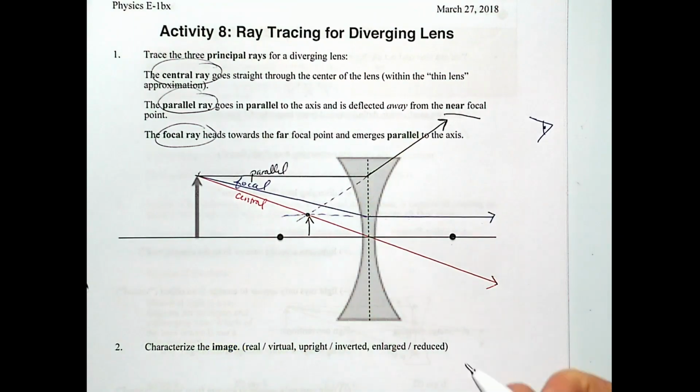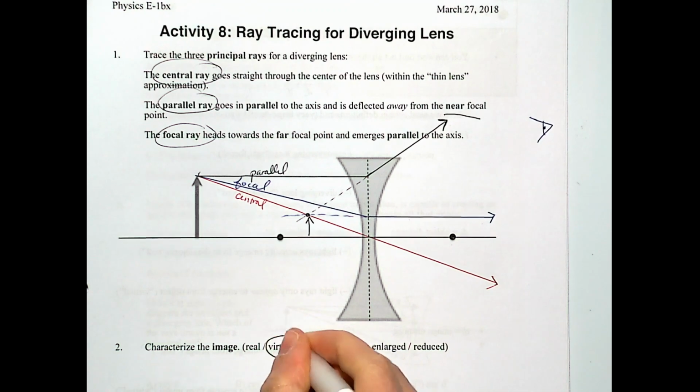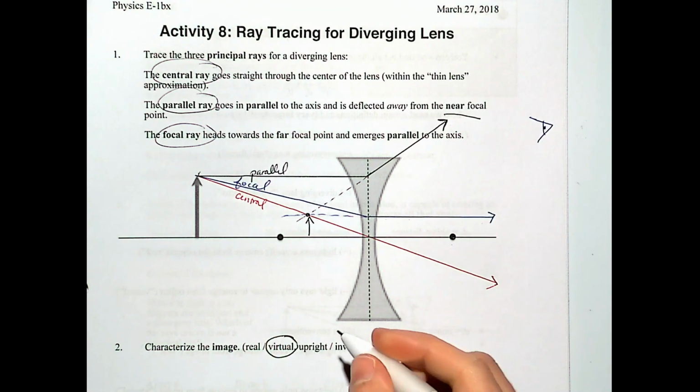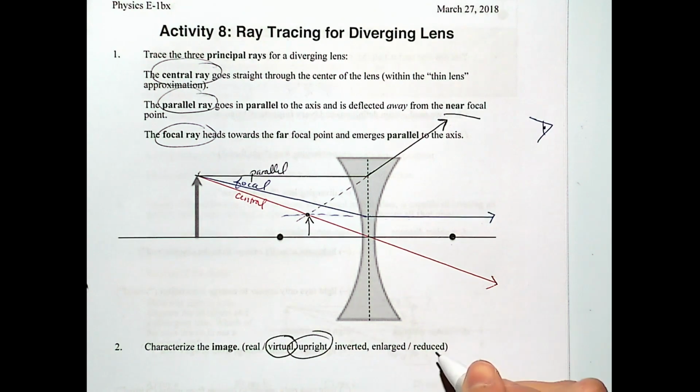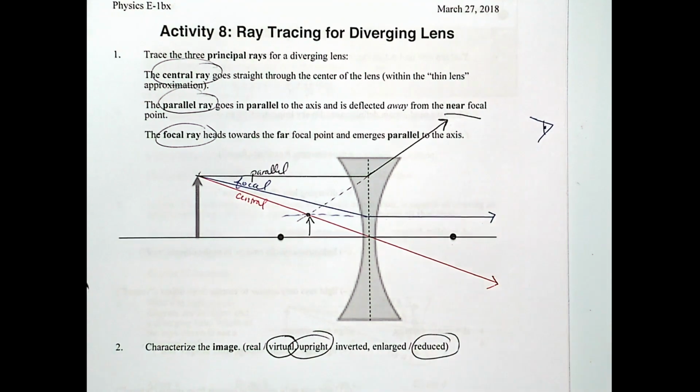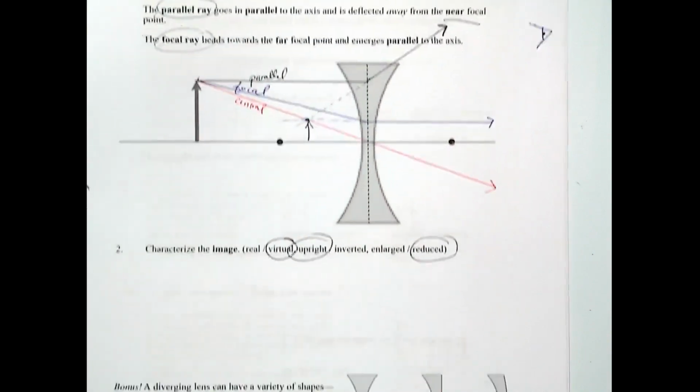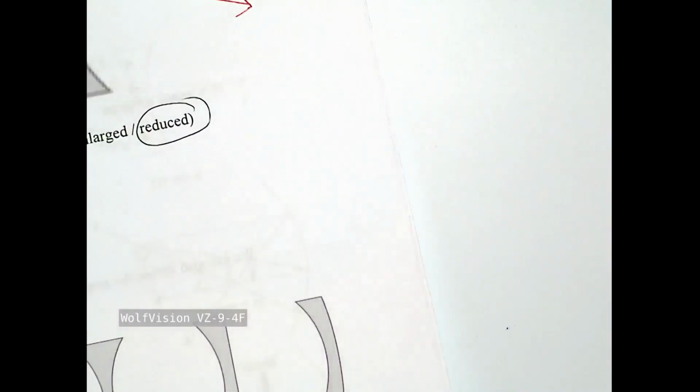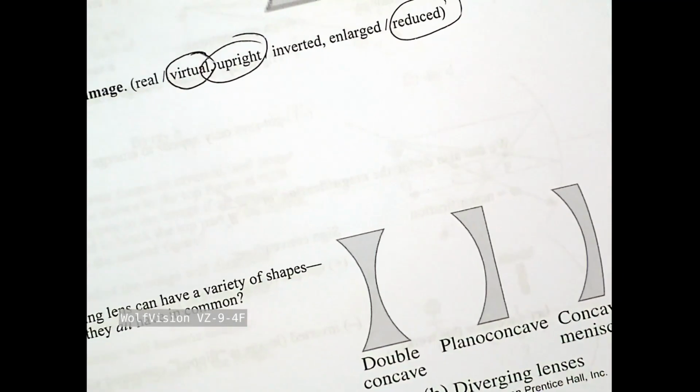So characterize it for me. Real or virtual? Virtual, because those rays aren't actually converging at that point. Upright or inverted? Upright and reduced. Good. So what is common about all of these? What's the same about all of these? They're thinner in the middle. Okay. What was your question?